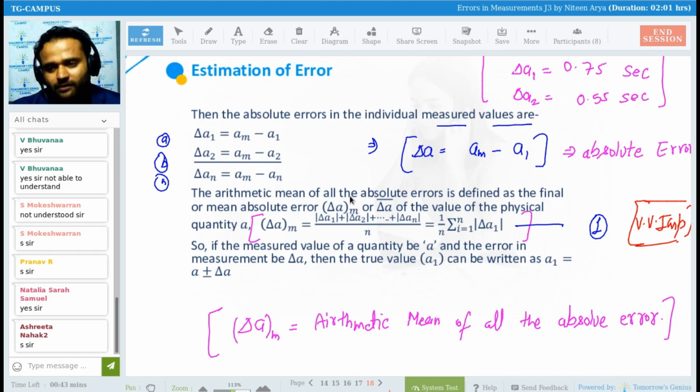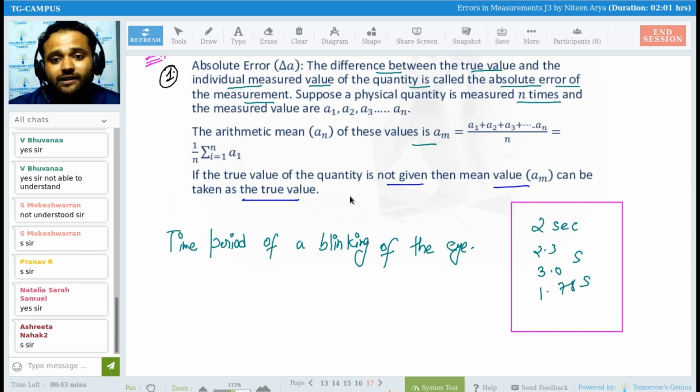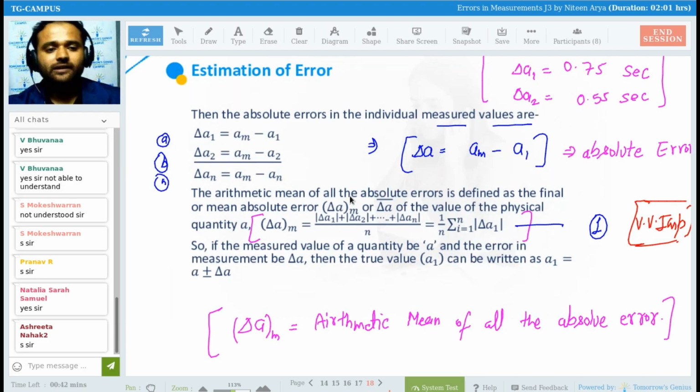In the same sense, you can do any experiment other than this. Instead of the blinking of an eye, finding the height of a person. You don't know the actual height of the person. If I am not telling you the actual height, the same problem will arise. So like on the previous page, we first find the arithmetic mean of all values, and that is taken as the true value. Then from this arithmetic mean, we find the error in each individual value, and then the arithmetic mean of all the errors.